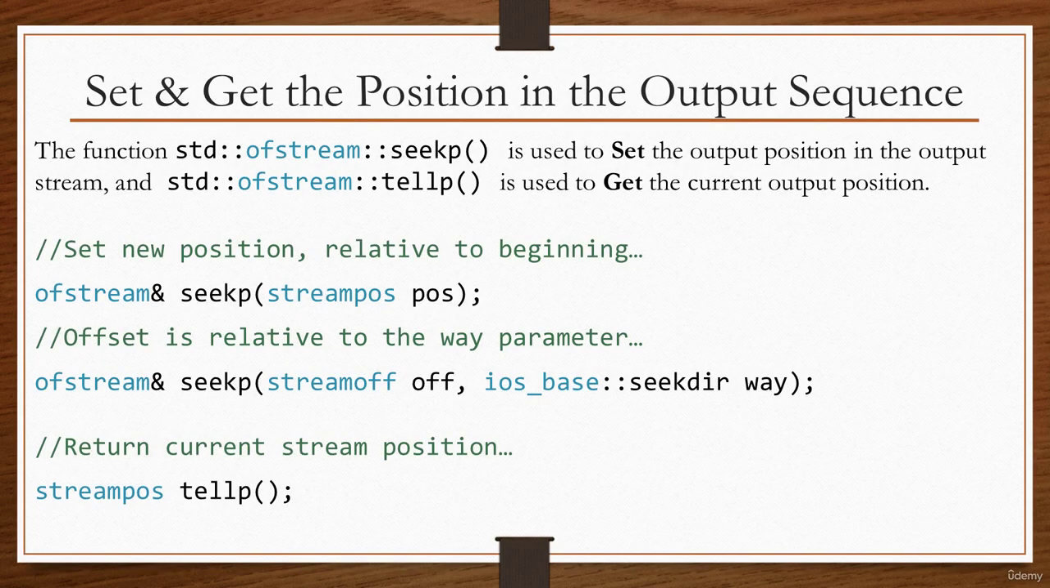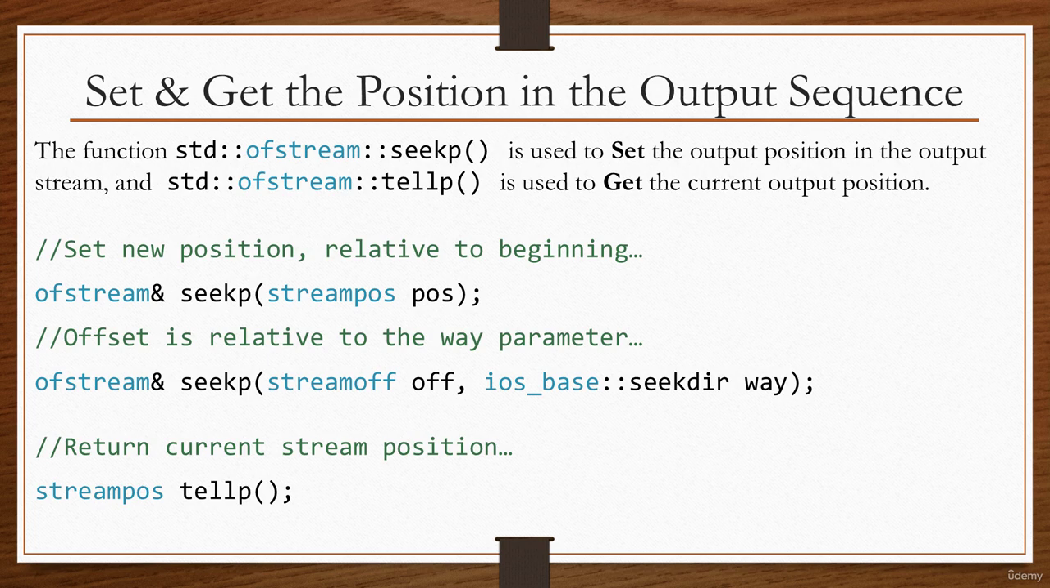In the next section, I want to introduce the seekp and tellp functions, since we will use those to set and get the position in the output sequence, and we will use those to demonstrate the ate option that we have discussed previously. So again, we can set and get the position or the pointer in the output sequence or stream using these functions. The function std::ofstream seekp is used to set the output position in the output stream, and then tellp is used to get the current output position or pointer.